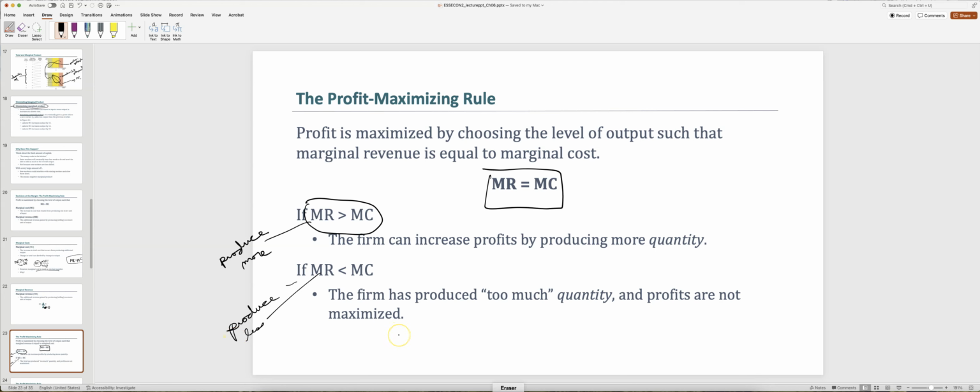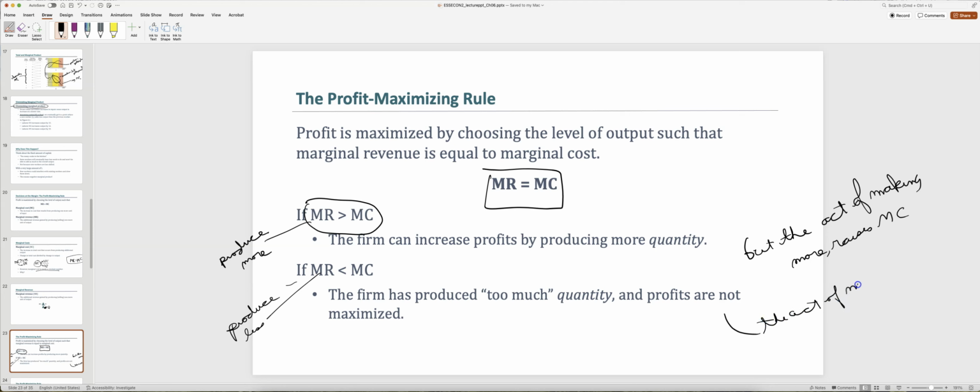But here's the thing. The act of making more raises the marginal cost. The act of making less lowers the marginal cost. So the marginal costs are changing here until they equal the marginal revenue.